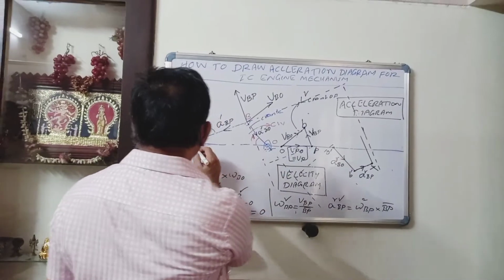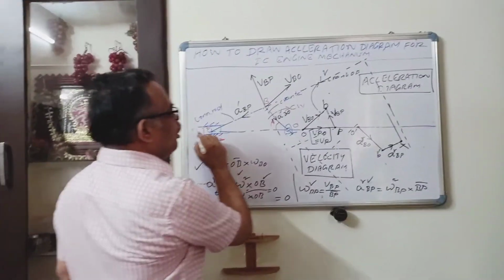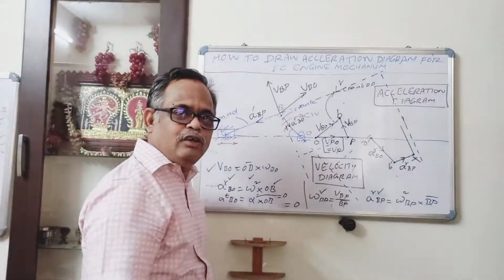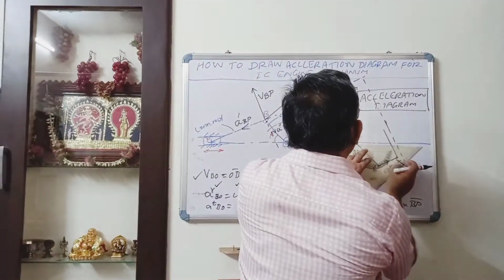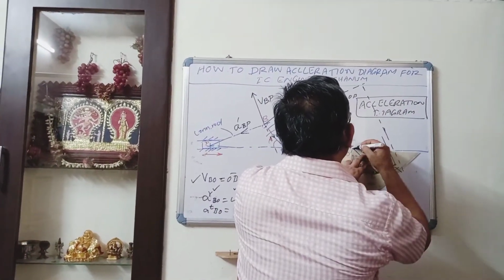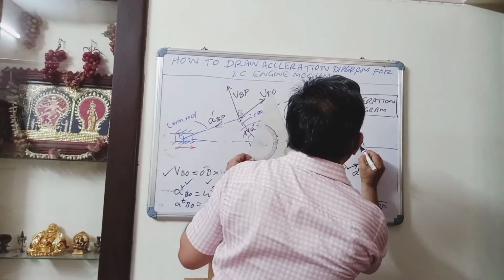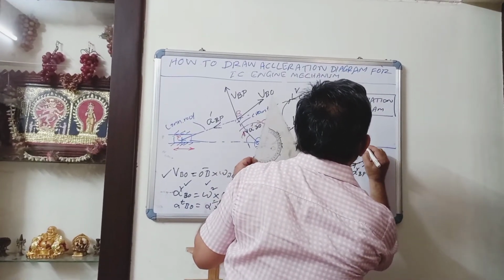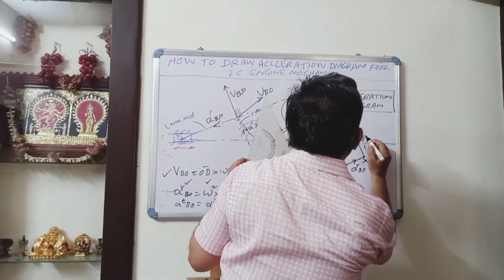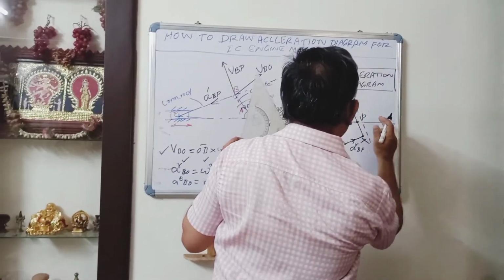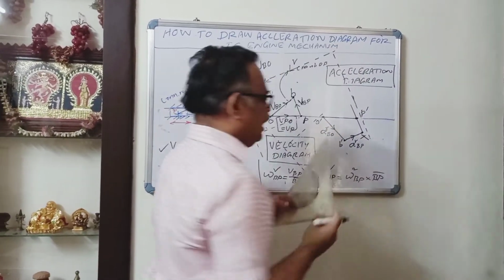So how will the acceleration of the piston be? Along this line it will be, right? So you simply complete, where this line and this line meet, that point should be point P. This point should be point P dash, right?